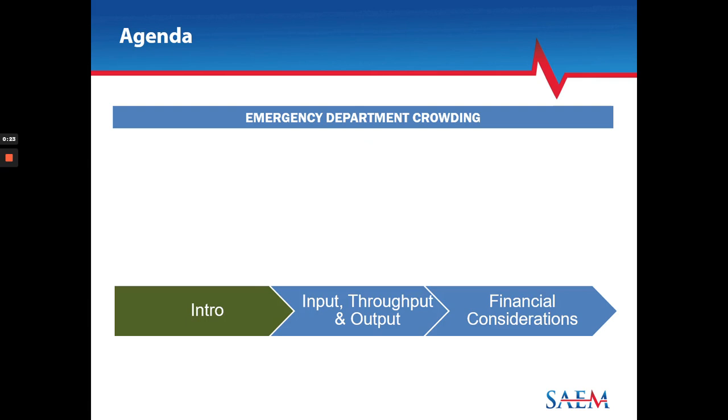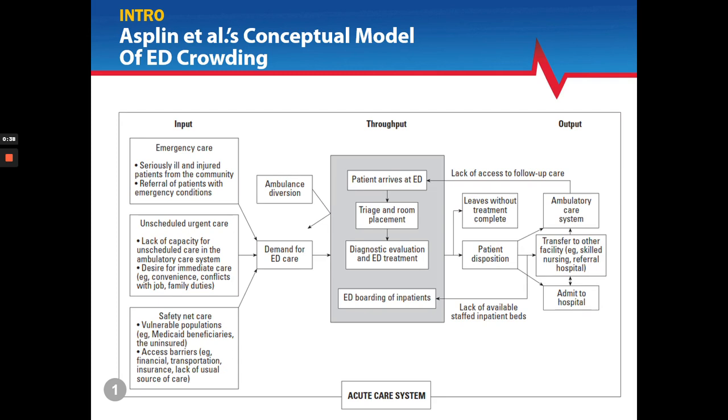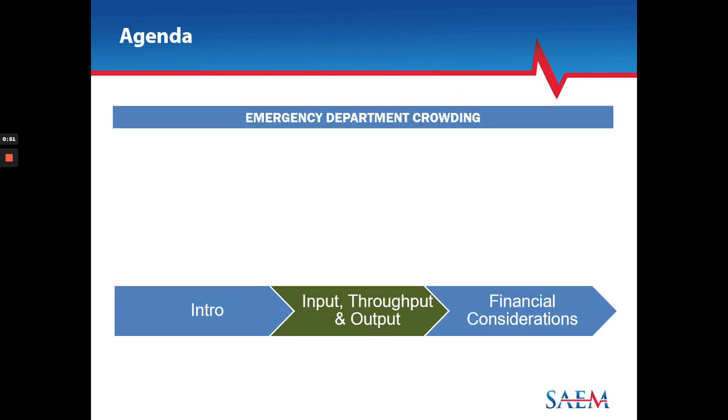This module is organized into an introduction of the classic input, throughput, output conceptual model of ED crowding. We'll then take a look at each of those factors individually. Finally, we'll discuss the hospital financial incentives that may contribute to ED crowding. One of the most widely cited frameworks for conceptualizing ED crowding is this input, throughput, output model. This model organizes ED patient flow into three distinct phases with problems and corresponding countermeasures for each.